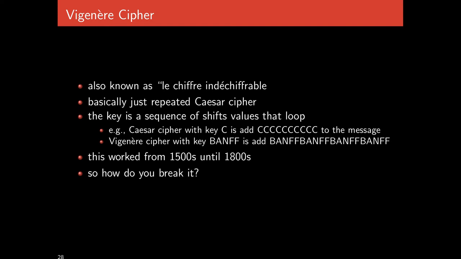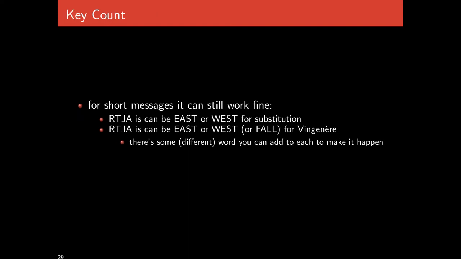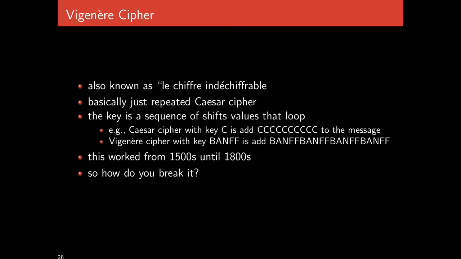So, how does this get broken? What was the flaw with the Vigenère cipher? And the answer to that is that ultimately, it is still just a repeated Caesar cipher. So if, for instance, you knew that the word was 5 letters long, then you know that each letter at position 1, 6, 11, and so forth is going to be encrypted the same way. So now, instead of solving a Caesar cipher once, you simply need to solve it 5 times.